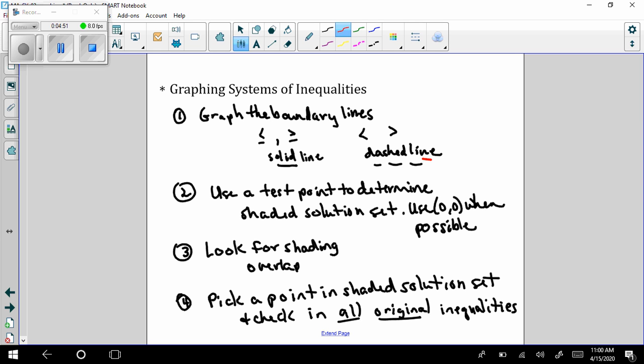The way I choose on how to shade is I use a test point, and then I determine true or false, and either shade over that test point or the other side. Since these are going to be systems of inequalities, you're going to look for shading overlap, which is going to get a little messy for me today. And then if you want to check, all you have to do is pick a point in the shaded solution set and check in all the original inequalities. Okay, so you've been through this before in Algebra 1, Algebra 2, and probably college algebra.